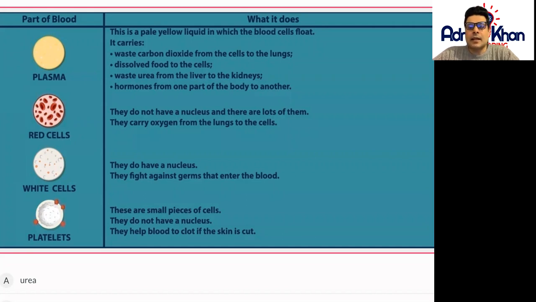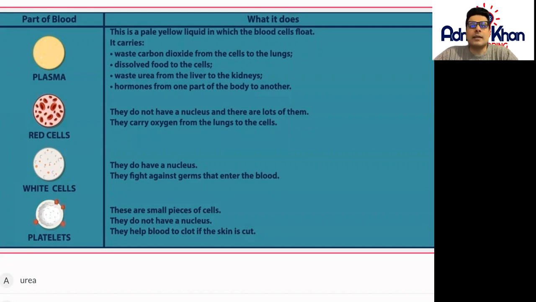Platelets, these are small pieces of cells. They do not have a nucleus, but they help blood to clot if the skin is cut. So let's say, for example, you had a bit of an accident and you cut your skin. It's likely that you will probably bleed a little, but the blood will naturally form platelets and it will clot to stop more bleeding coming out. And that's the function of platelets within our blood itself.